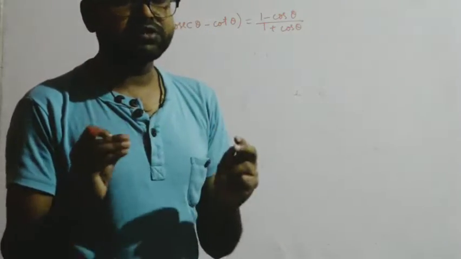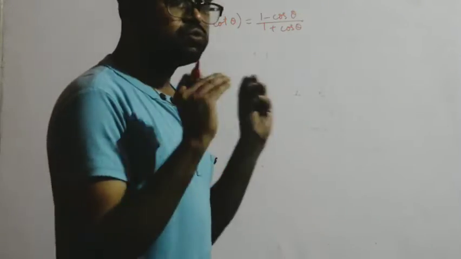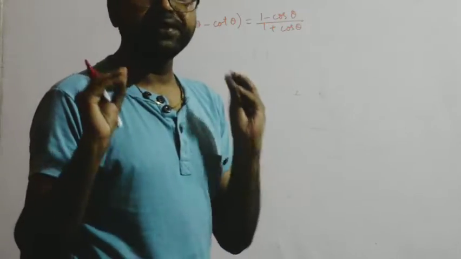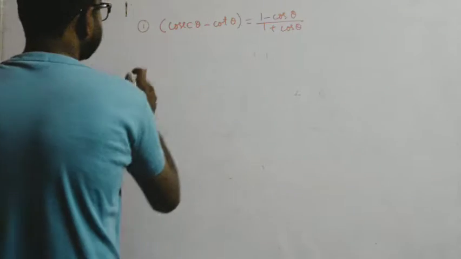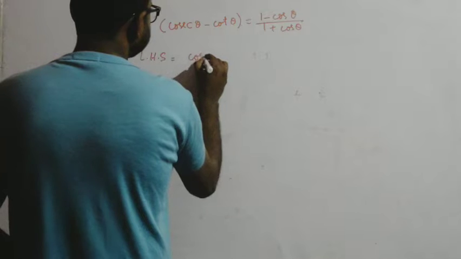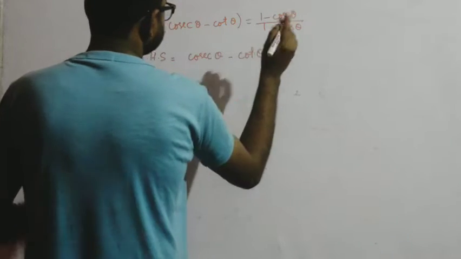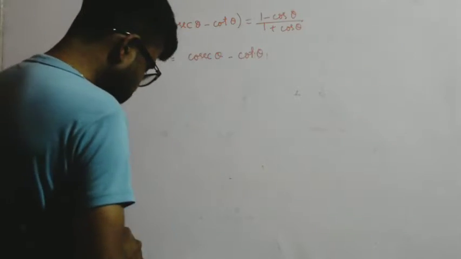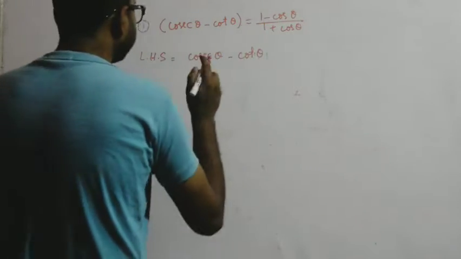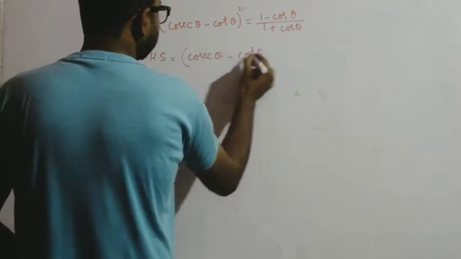So these are very easy questions, no need to think very hard. These 2 or 3 marks are going to come very easily. Now let us take this left hand side, cosec theta minus cot theta. So this is the left hand side. Sorry, I have forgotten one thing, I forgot to give the square, so never mind.